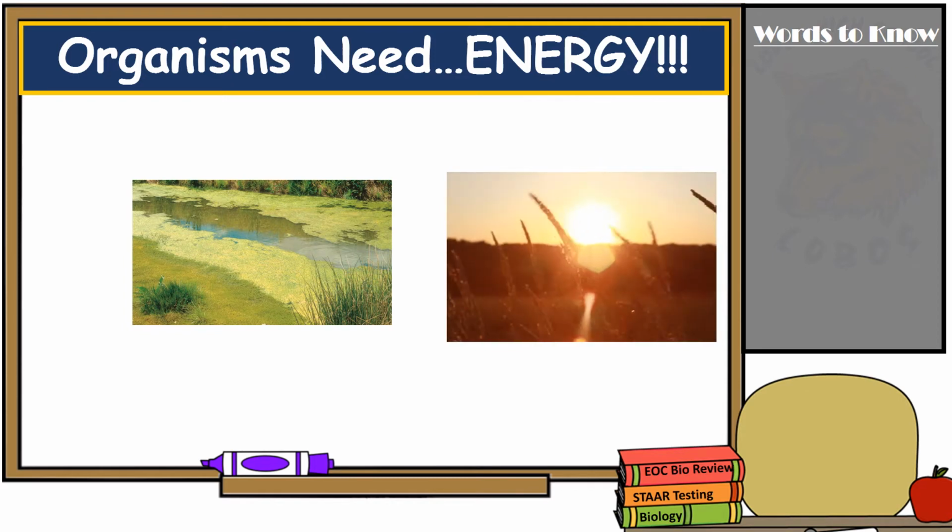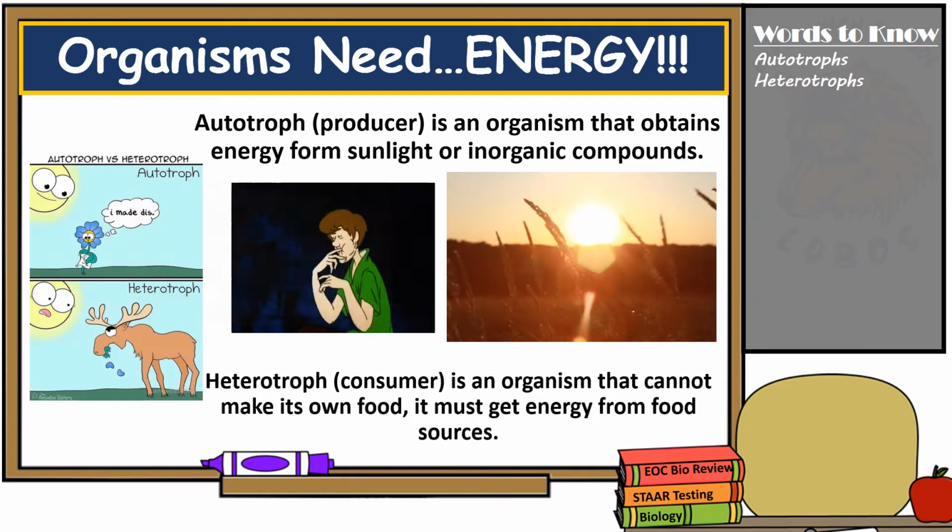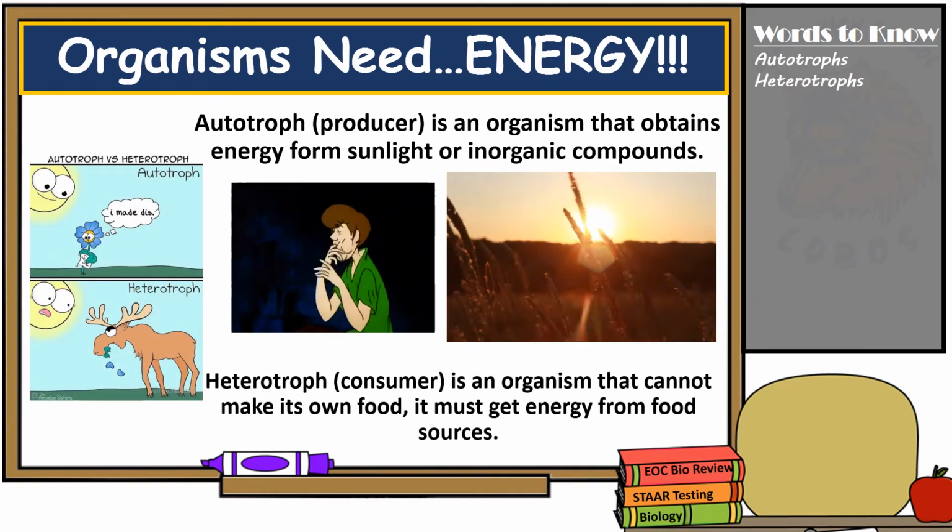Organisms that make their own food are called autotrophs, or producers, such as algae, blue-green bacteria, plants, and some prokaryotes. Now, the organisms that cannot make their own food are called heterotrophs, or consumers, such as animals, fungi, some bacteria, and some protists. Okay, so now let's take a closer look at autotrophs.